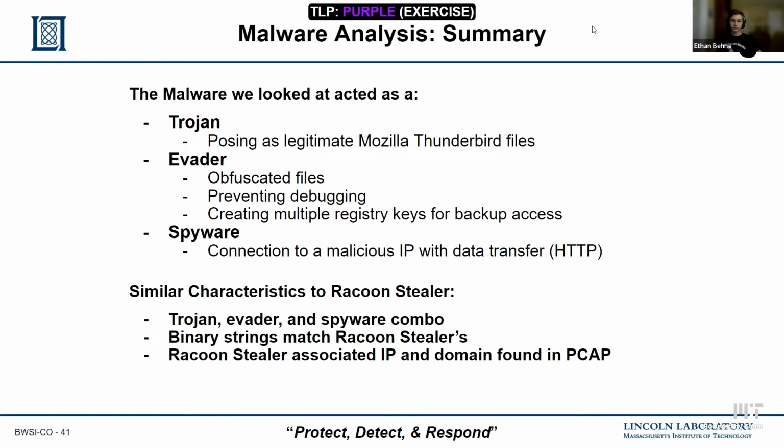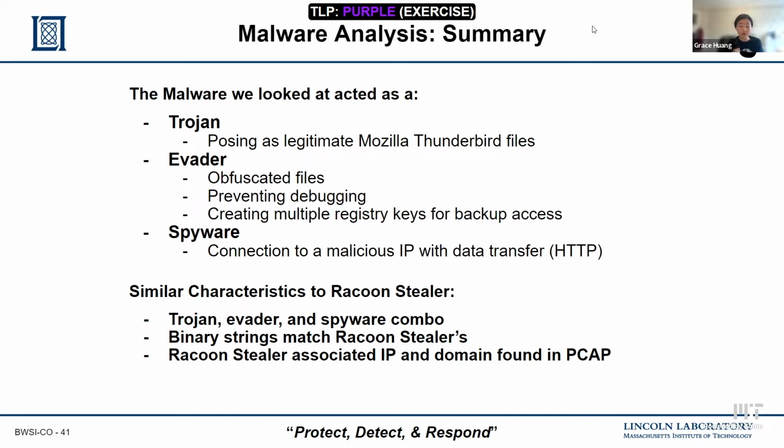Hi, I'm Grace. In summary, the malware we looked at acted as a Trojan by posing as legitimate Mozilla files, as an evader by obfuscating files, preventing the use of a debugger, and also creating multiple registry keys for backup access. Additionally, it acted as spyware by transferring data to malicious IPs. These characteristics are similar to those of Raccoon Stealer, which is also a Trojan, evader, and spyware combo. Additionally, it shared binary strings with Raccoon Stealer, and IP addresses and domains associated with Raccoon Stealer were found in the packet capture.